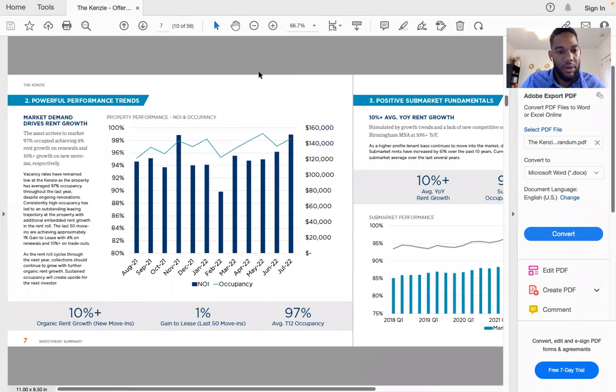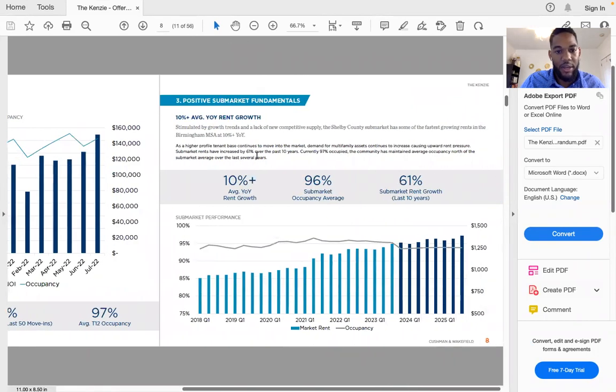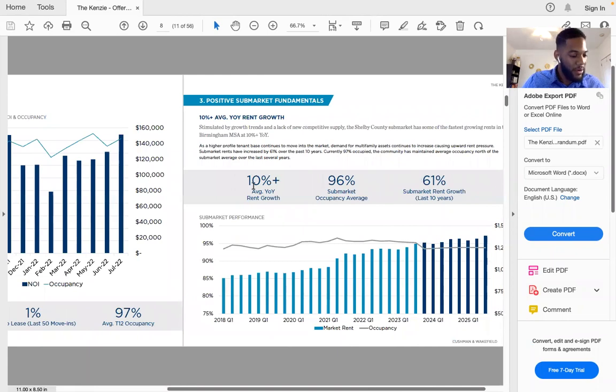Okay, so they're just talking about some performance trends here. So guys, they're assuming a 10% year over year rent growth. So anyone that's been in the market for a while, do you think 10% year over year rent growth is sustainable? No. No. Yeah, I agree.